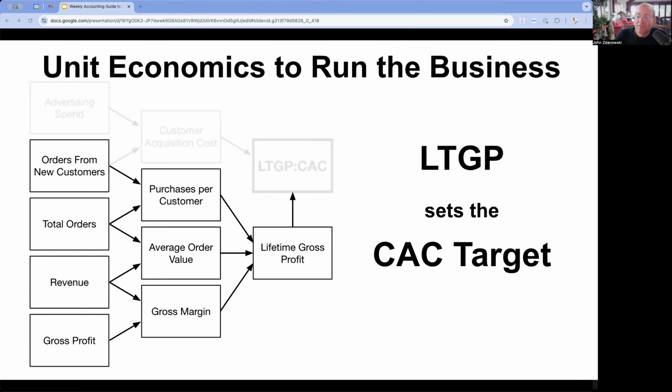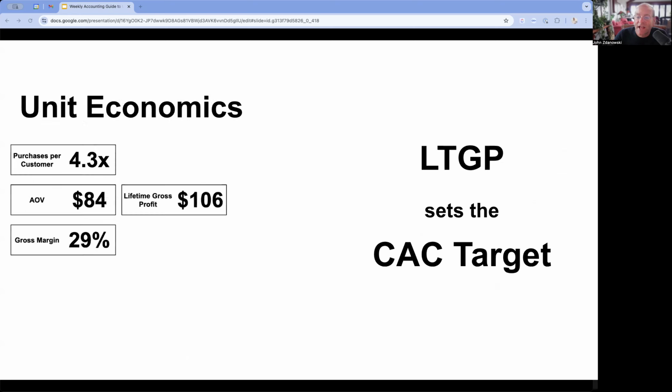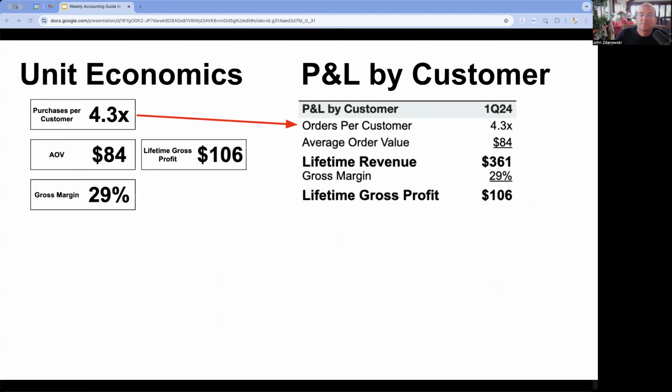So the answer is that lifetime gross profit sets the CAC target. So for this company, it has 4.3 purchases per customer, an average order value of $84, and a gross margin of 29%, which leads to a lifetime gross profit of $106. In the first video of the series, I show how we calculate those.